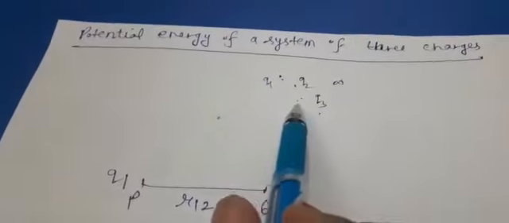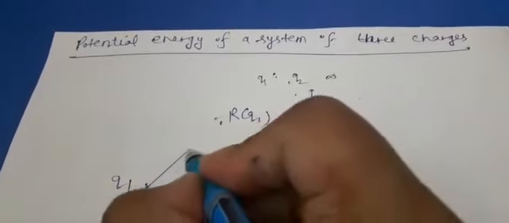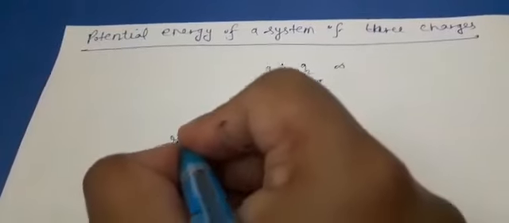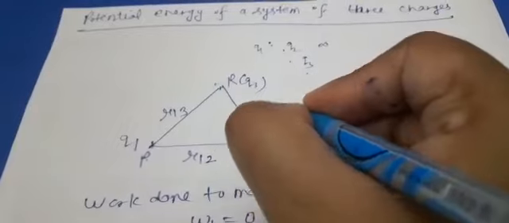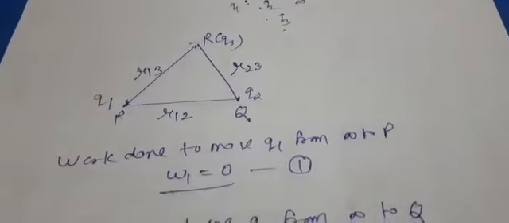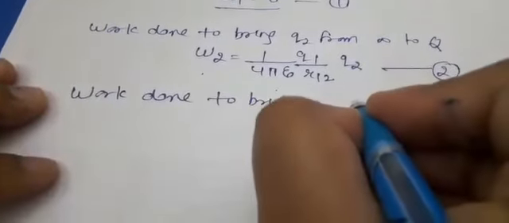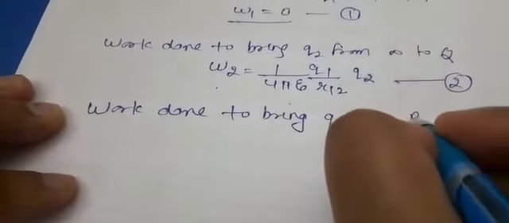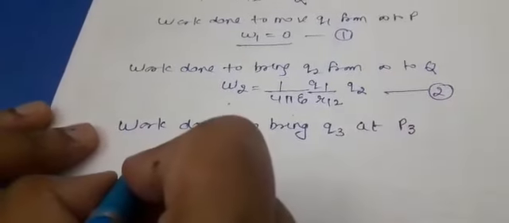Now let this charge Q3 be brought to point R, such that the distance PR is R13 and RQ is R23. So now, the work done to bring Q3 to point P3, obviously from infinity.